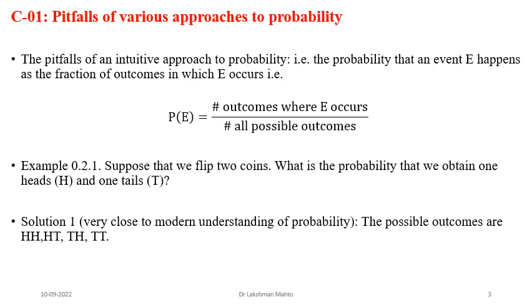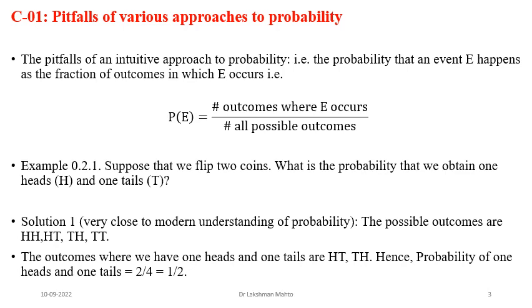If you are performing two flips of coins, what are the possible outcomes? Head, tail. This is the Kolmogorov approach. The name of that set is the sample space. And what is the target thing, the event? The event that we are looking for is one head and one tail. If you perform the experiment, these are the possible outcomes that you have.